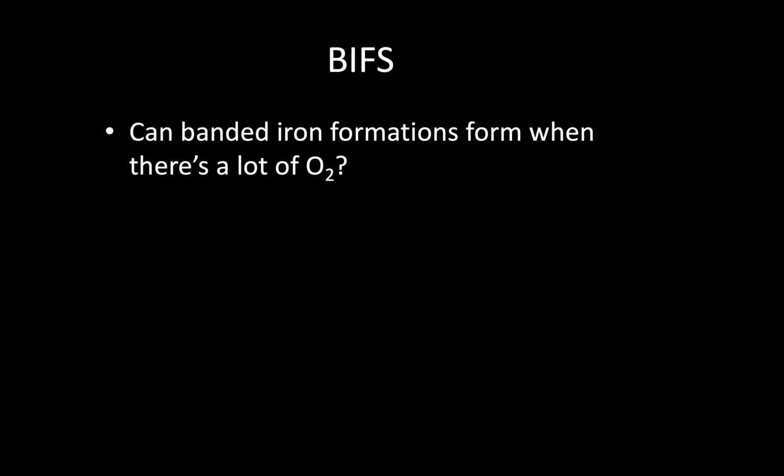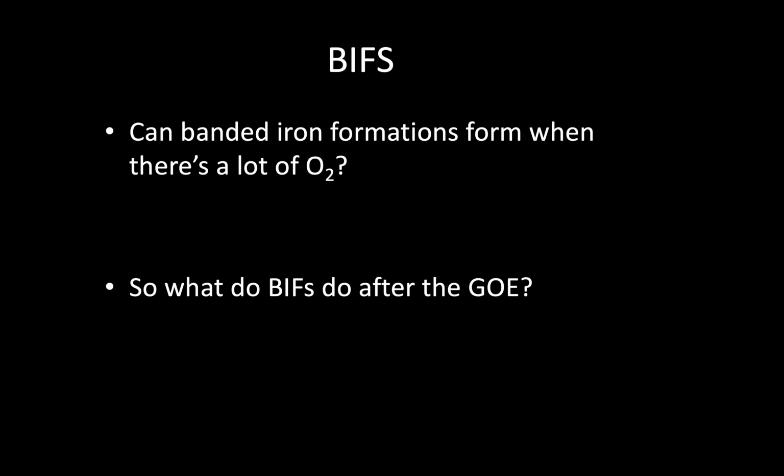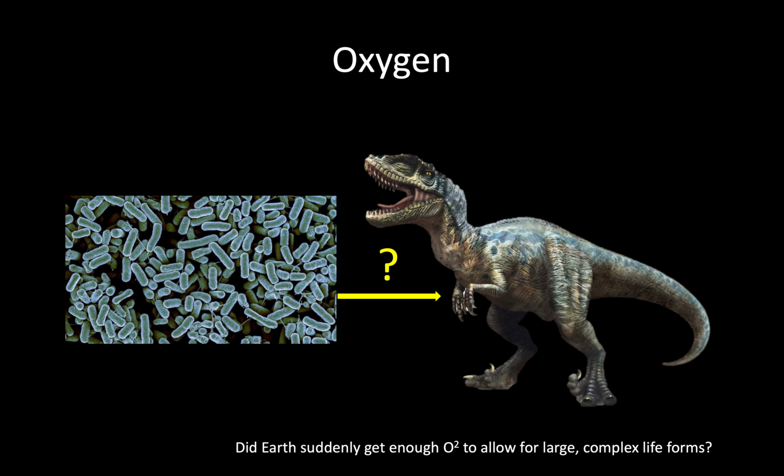So now the second question. Can banded iron formations form when there's a lot of oxygen? They can't, all right? What happens again is that with banded iron formations, we have tiny bits of iron coming from rivers being dumped into the ocean. If there's a lot of oxygen, they're going to rust before they ever get anywhere close to the ocean. So banded iron formations, which we'll call BIFs, not to be confused with the villain from Back to the Future, after the GOE, which is the Great Oxygenation Event, sorry for all the abbreviations, well, they disappear. They don't show up.